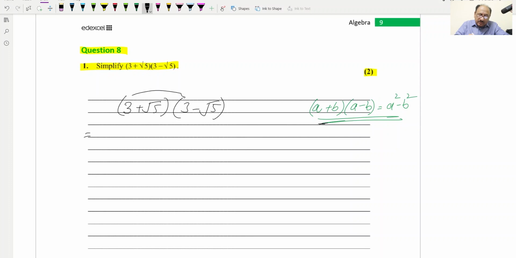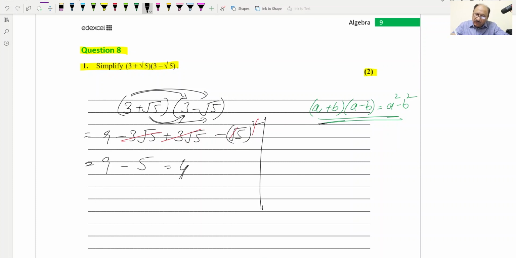So 3 multiplied by 3 will be 9, and 3 multiplied by this will be minus 3 under root 5. Both methods are basically correct. You can apply any, but your skill level can be assessed from here. So this will be minus 5 under root, and this will be squared, and this will be 9. Now we can cancel this plus and minus, and this will be minus 5, because square and under root will be cancelled, and we will be getting the answer as 4.